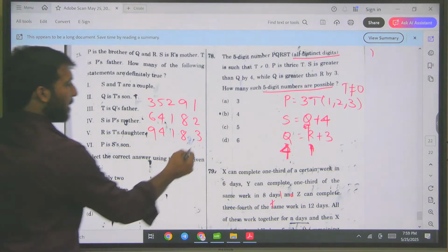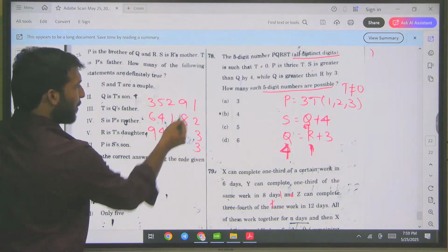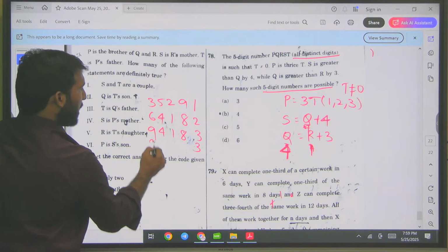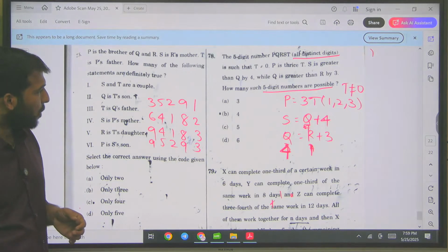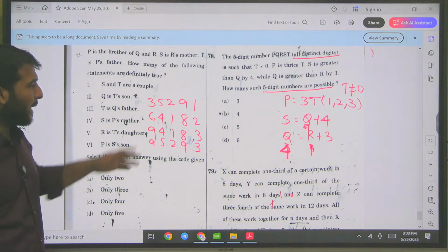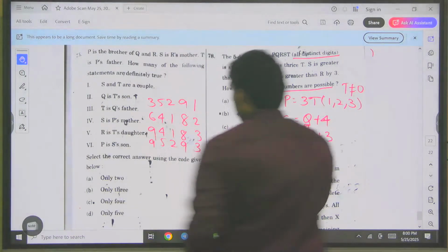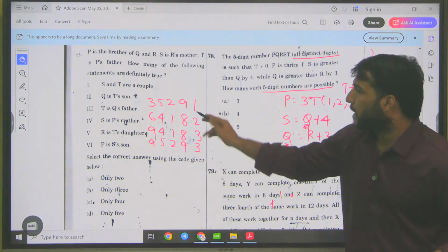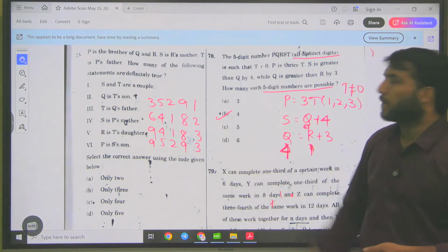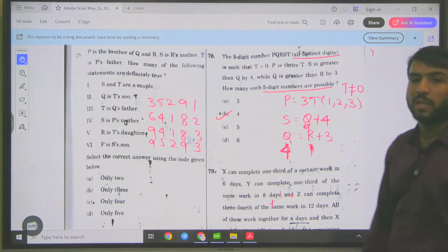Next, now I can keep R value as 2. Further, if I take any value and exchange, if I keep 1 two times, then again I will get the same. Possible values are 4.